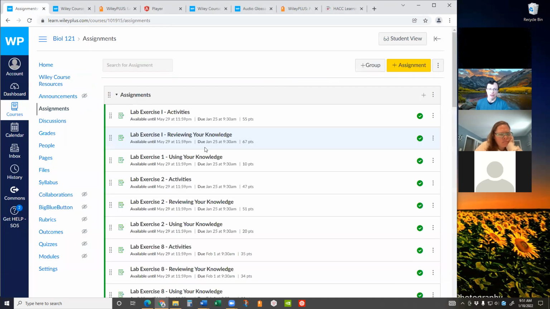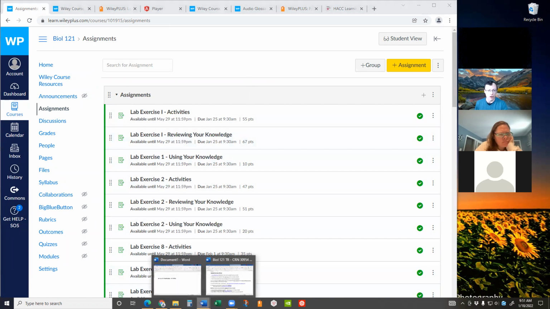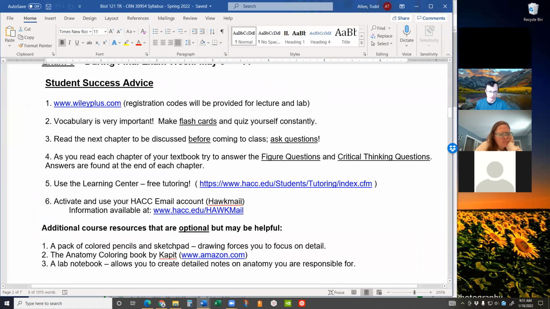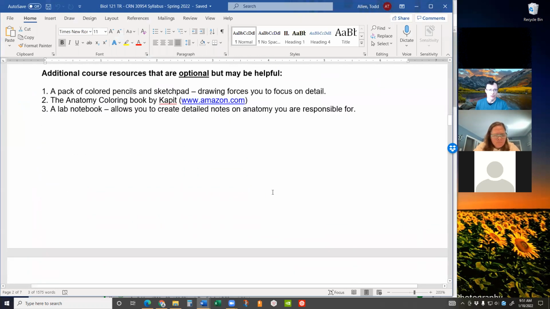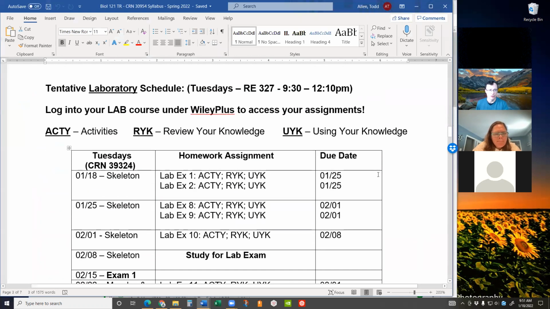Now, gang, the assignments in the lab portion of WileyPlus are the assignments that are listed in your class syllabus. So, for example, this page here in your syllabus, tentative lab schedule, this is the schedule that's in WileyPlus. In the lab portion of WileyPlus, this is the schedule. And these homework assignments are required for the course. You must do them. They are part of your class responsibility, okay?